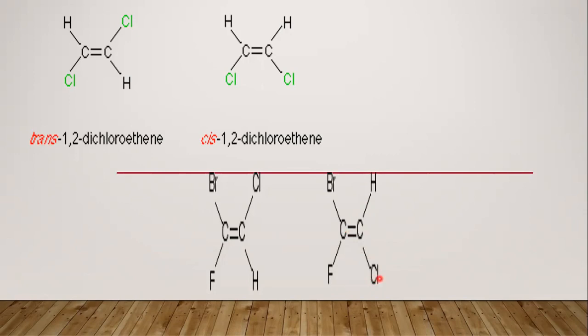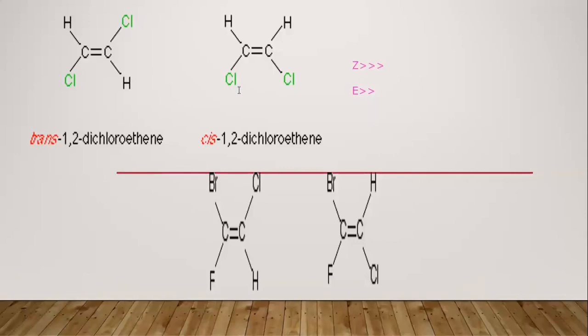So what should I use? EZ system. What is EZ? Z means zusammen. Zusammen means the same. E means entgegen. Entgegen means opposite. What is the same? What is opposite? We are talking about priority. How can you find priority?